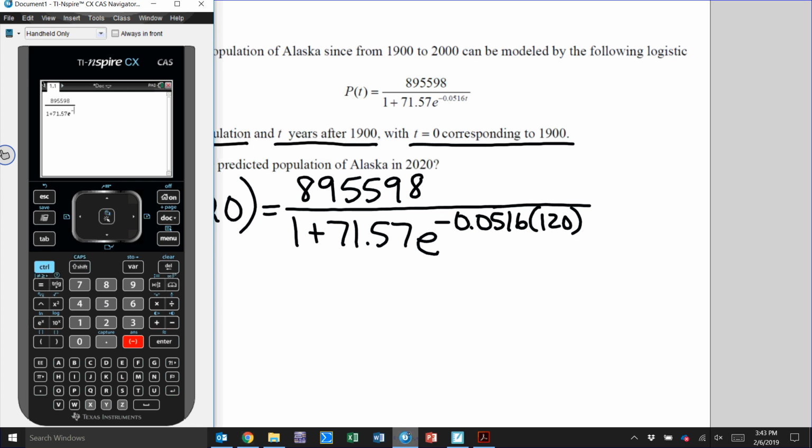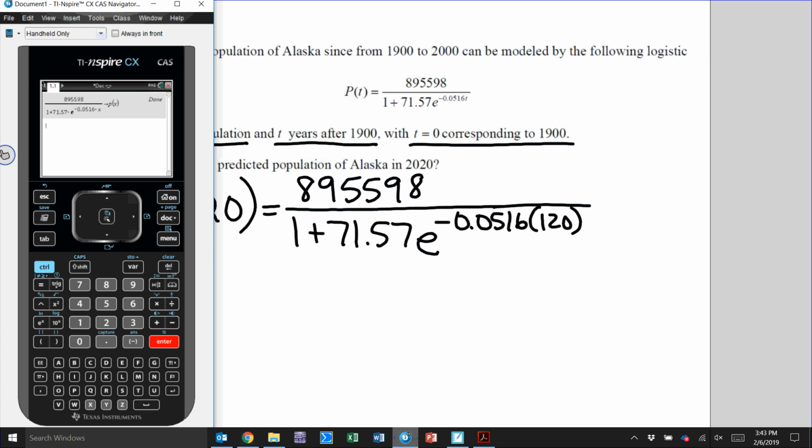So I'm going to put negative 0.0516 T, or I'm going to use X, because remember, I just always use X. It's a lot easier. And then I need to store this. Remember, that's control of the var button that says store, and I'm going to call it P of X. You could have used T in there and stored it, but I'm just going to call it P of X. It tells me I'm done.